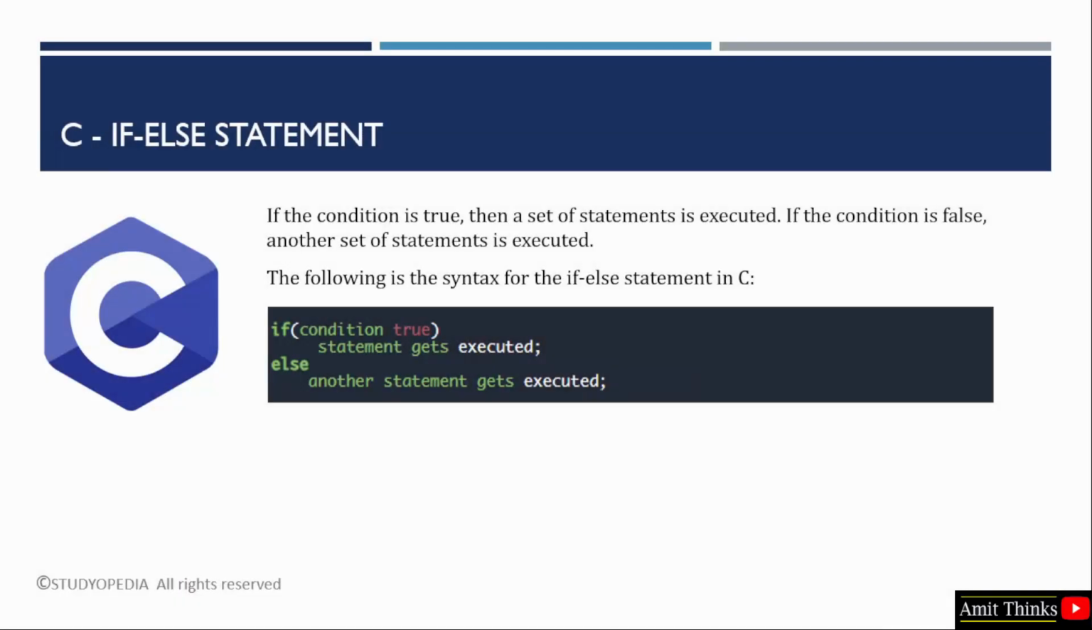Guys, now let us see the if-else statement. We just saw the if statement. So in if-else, if the condition is true, then a set of statements gets executed. If the condition is false, another set of statements gets executed. Here is the syntax. If the condition is true, the following statement will get executed. And if it is false, it will go to the else and the another statement will get executed.